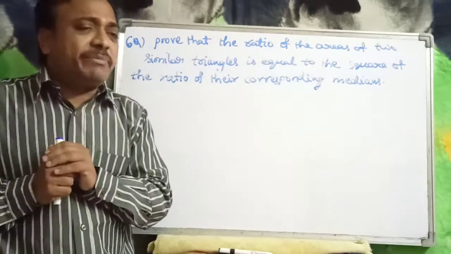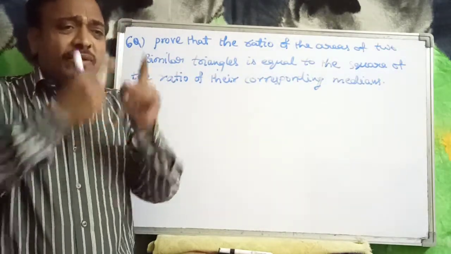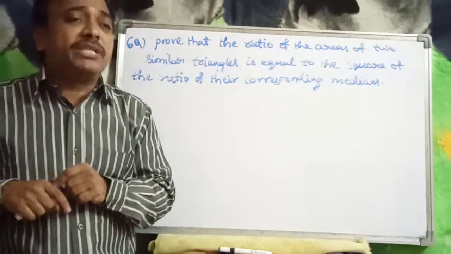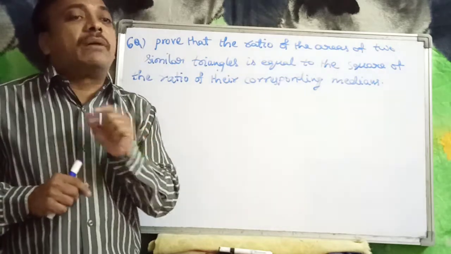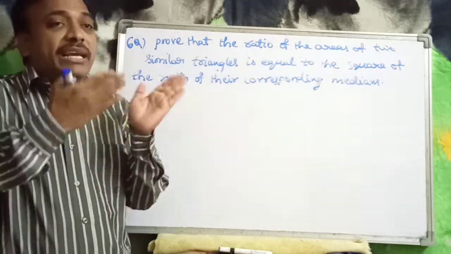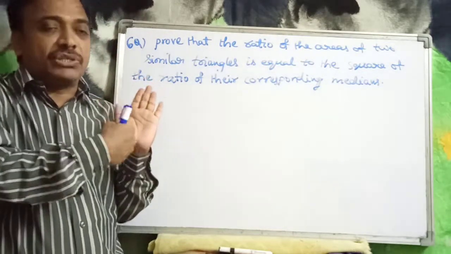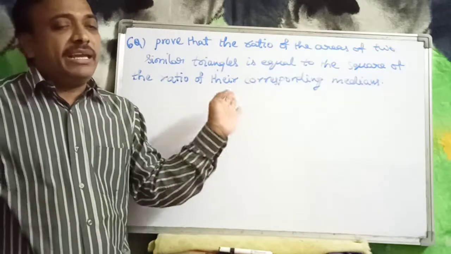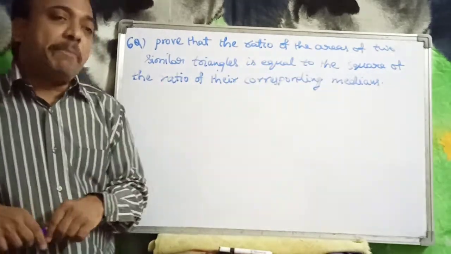So median, what is the meaning of median? A line segment which joins from vertex to the midpoint of its opposite side. That line segment is called median. So we have to prove that the ratio of the areas of those two similar triangles is equal to the square of the ratio of the corresponding medians.